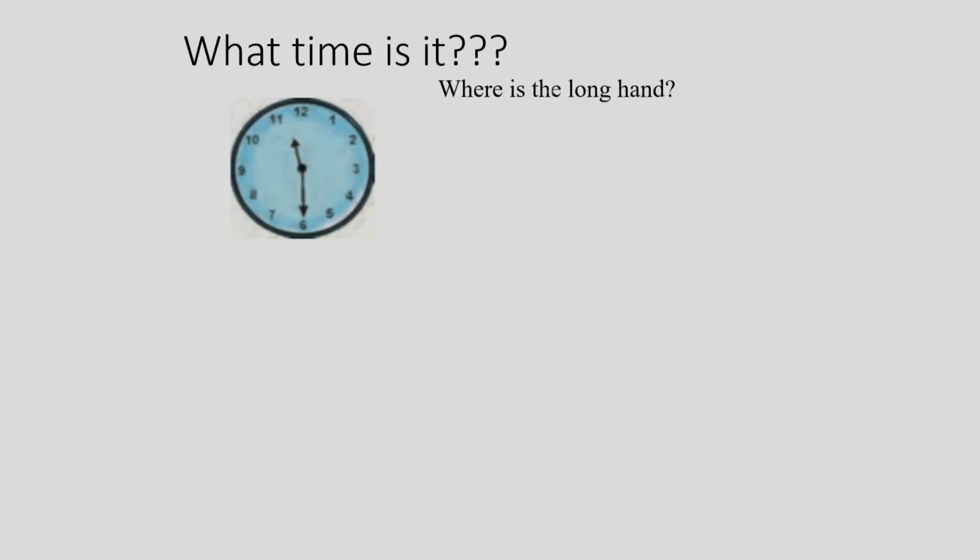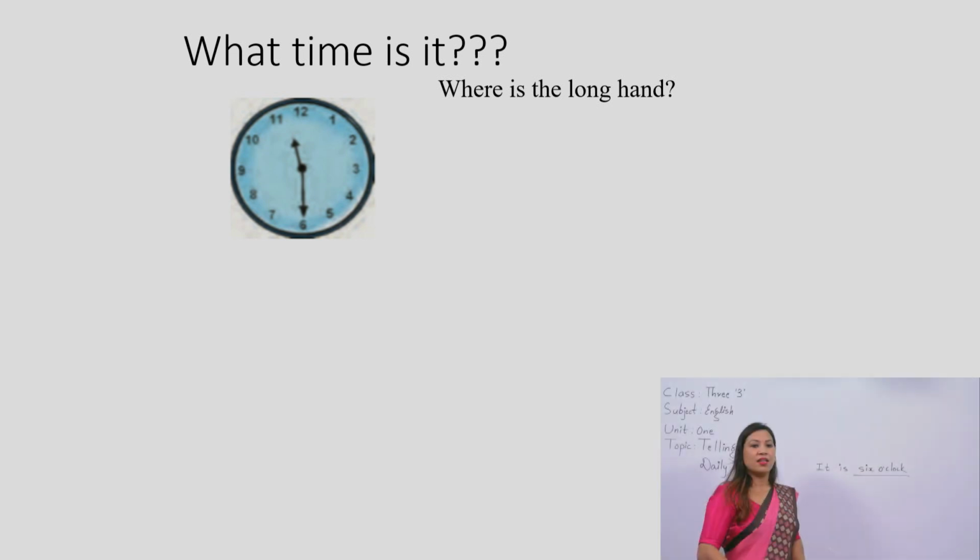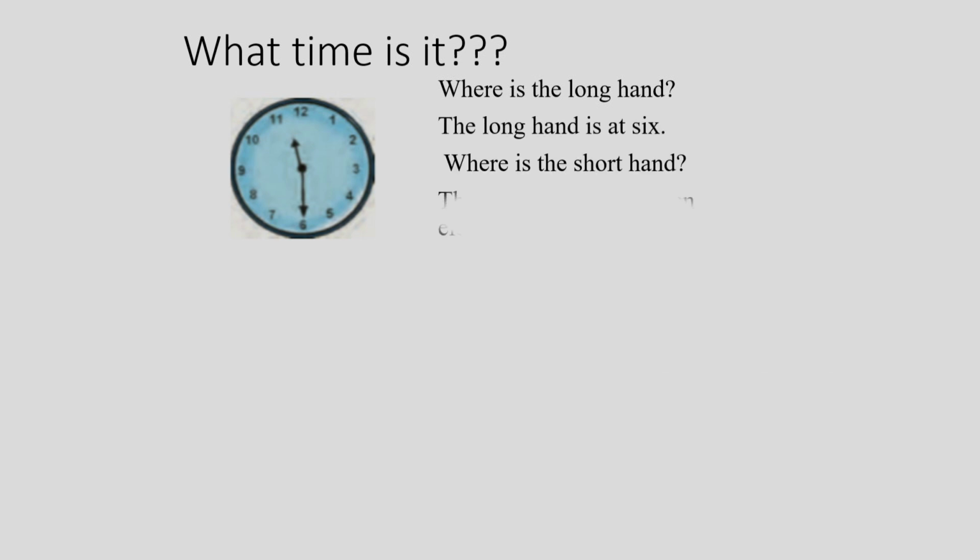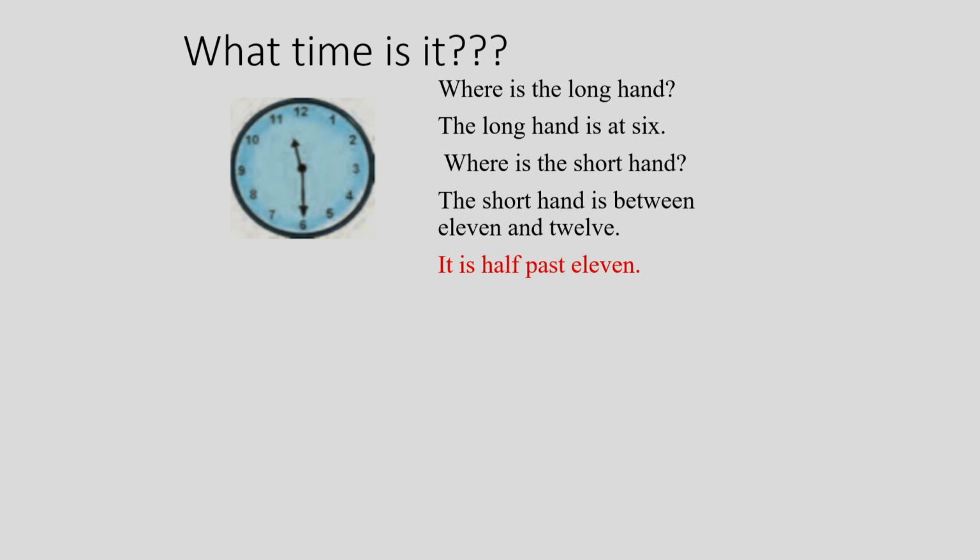And again, what time is it? You can see there, the short hand or the hour hand is in between 11 and 12, right? The short hand, what hand is that? That is the hour hand. That is in between 11 and 12, and the long hand is pointing at 6. That is 11:30. Tell me everybody. That is 11:30.